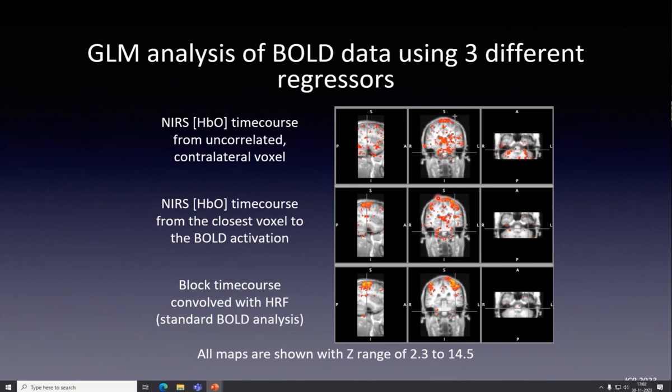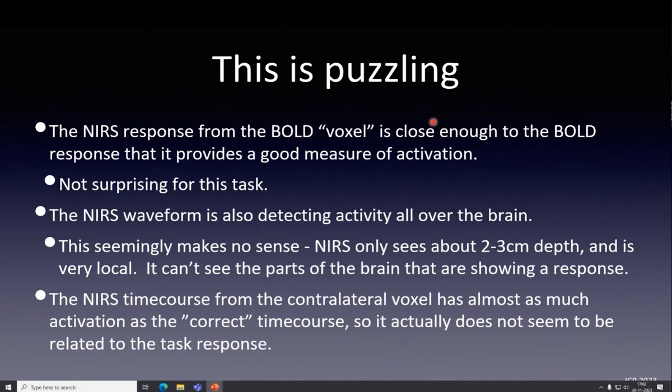And we didn't like that because that was not what we expected. And moreover, NIRS can't see more than about 2 or 3 centimeters into the brain. So how could the NIRS probe, which was placed directly over this activation, see any of this stuff at the base of the brain? That didn't make any sense to us. And in fact, when you put the NIRS probe on the other side, this didn't get any better. It looked pretty much the same, except that the activation that you were looking for went away. So the fact that it was detecting activation all over the brain, as I said, didn't make any sense to us.